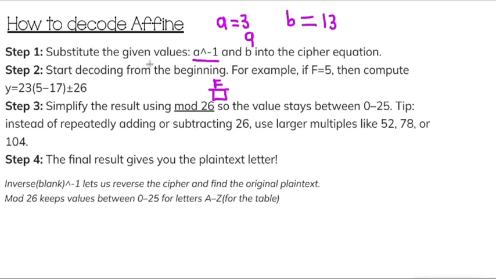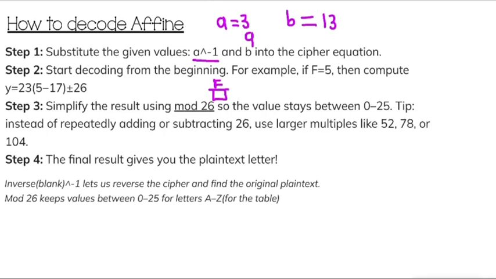Step 3 is to simplify the result using mod 26, so the value stays between 0 through 25. And a tip is, instead of repeatedly adding or subtracting 26, it is easier to use larger multiples like 52 or 78 or 104. This way you can go a lot faster instead of just using 26 over and over again. And step 4, the final result gives you the plain text letter, and you would just continue going on for each ciphertext letter to get to the end of the cipher.